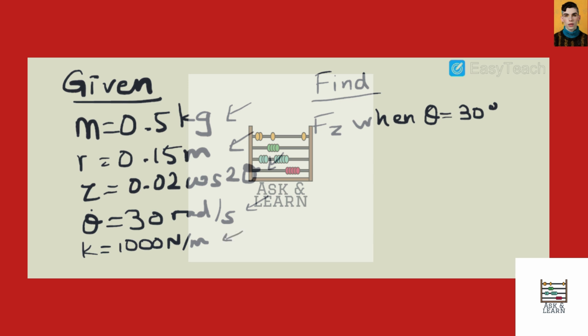What we're asked to solve for is the force in the Z direction at the end of the follower when theta is equal to 30 degrees. And how we're going to be doing that is using our knowledge of acceleration in the linear and rotational directions. And we're going to be using that with Newton's second law to develop our equation of motion to solve for this force.